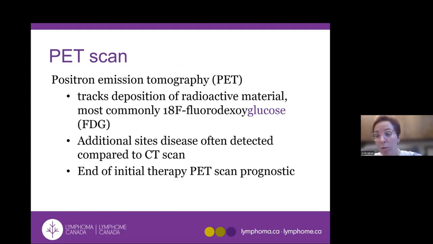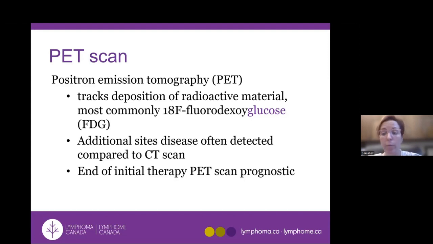And so I had mentioned PET scan. PET scan for staging and response assessment is recommended by international lymphoma working groups. However, it is not something that I routinely use in follicular lymphoma in Manitoba, and that's because of accessibility. I do use it when it's going to influence my management or when I'm having difficulty interpreting response on CT scan.